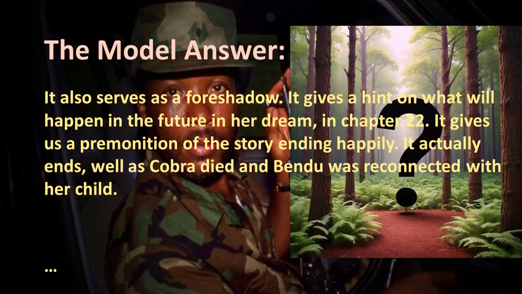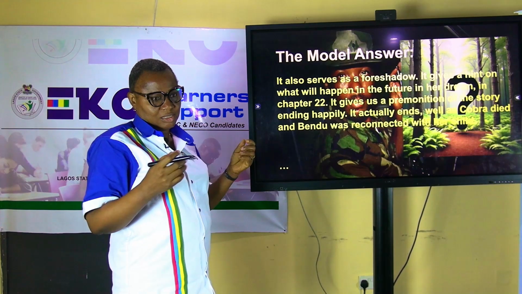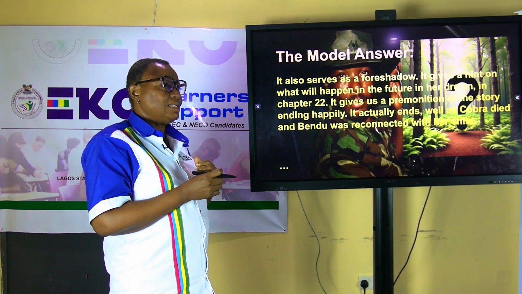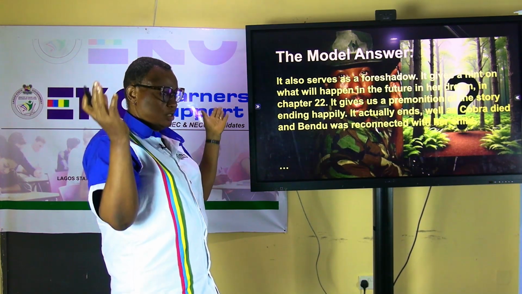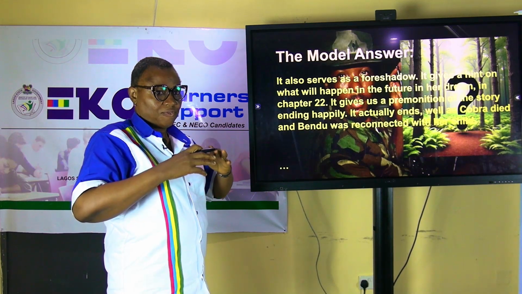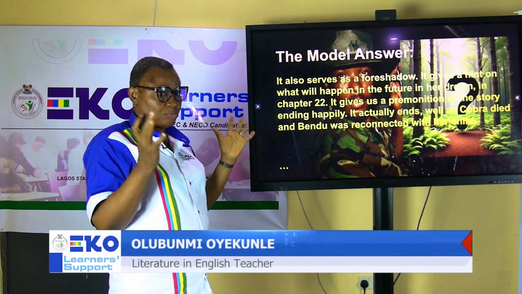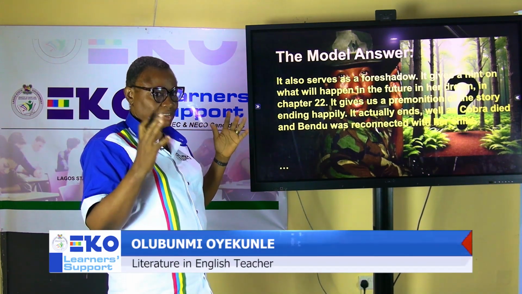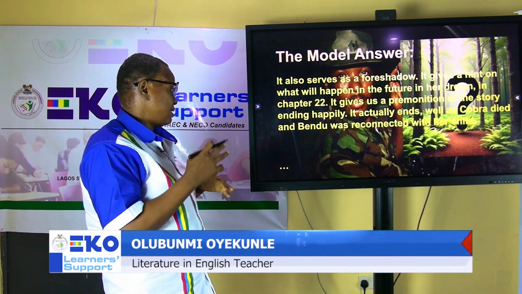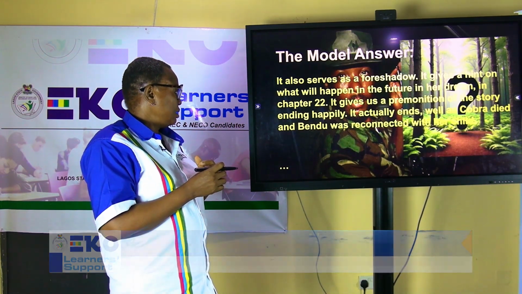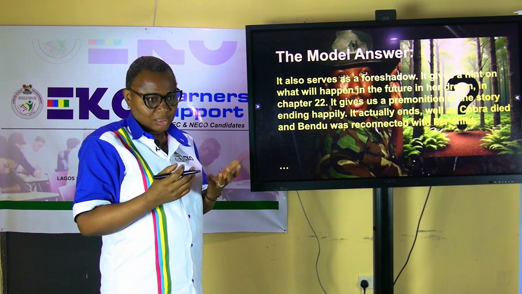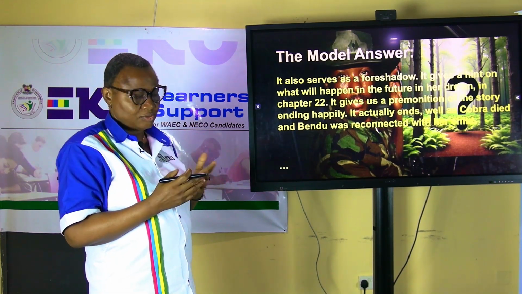It also serves as a foreshadow. It gives a hint on what will happen in the future. You can see this when eventually in her dream she could see that she found herself on top of a mountain, free from the rebels and the people at Dulima. And that shows that at the end of the day, the story will actually end well, which actually happened at the end of the story.